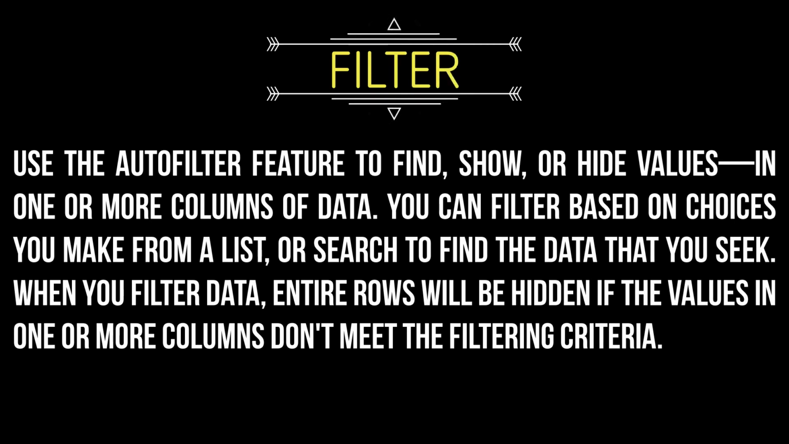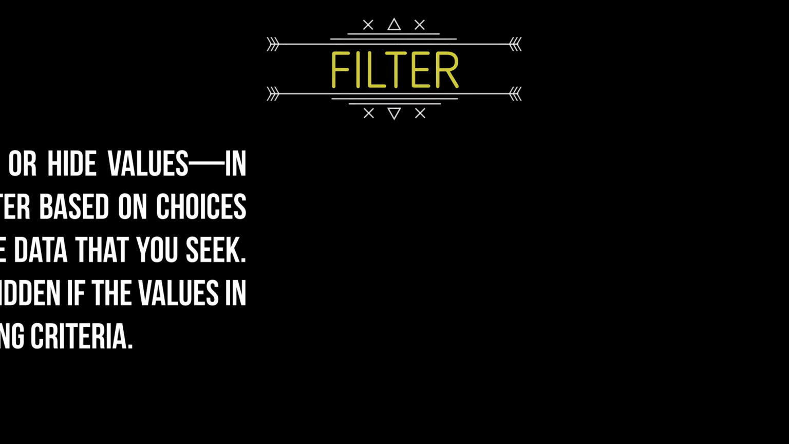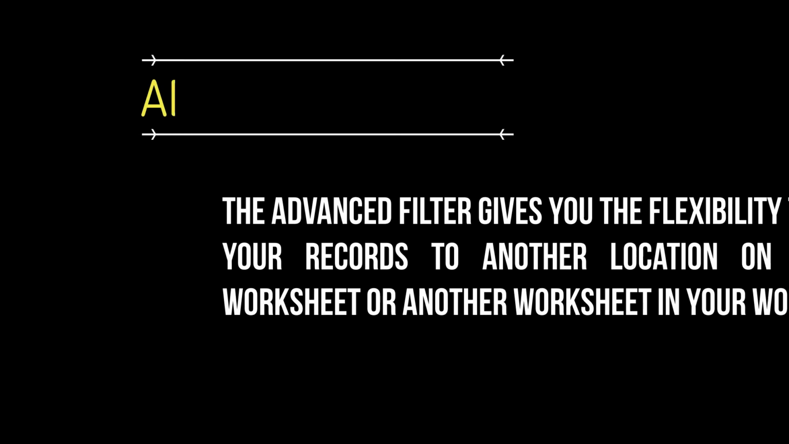Filter. Use the auto-filter feature to find, show, or hide values in one or more columns of data. You can filter based on choices. You can make a list or search to find the data you seek. When you filter data, entire rows will be hidden if the values in one or more columns do not meet the filtering criteria.